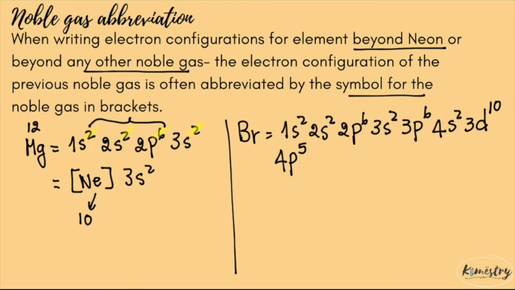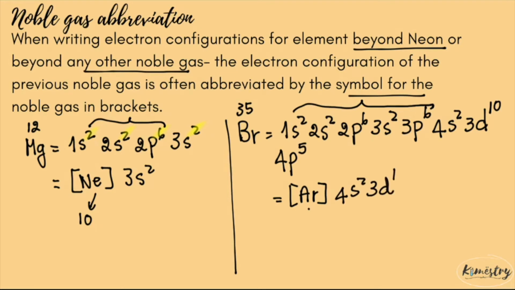So if you count the number, it would give you 35. And then for my abbreviated noble gas, we want the noble gas to be as close to the element as possible. In this case, instead of using neon, I can use argon. Argon is 18 electrons, so that means these 18 electrons are already used in argon. That means I can just write whatever remains: 4s2, 3d10, and then 4p5. So that's how we write noble gas abbreviation.